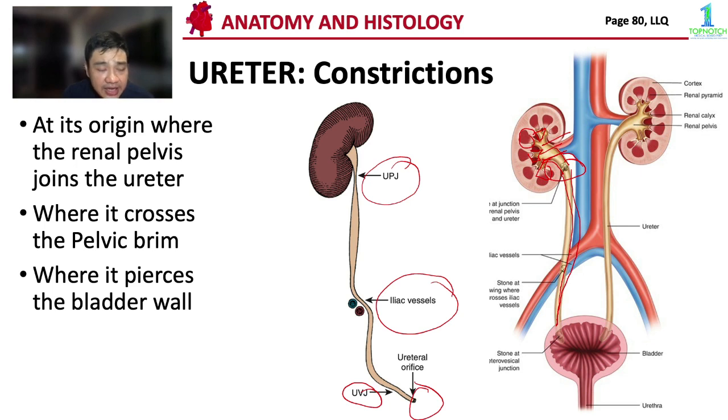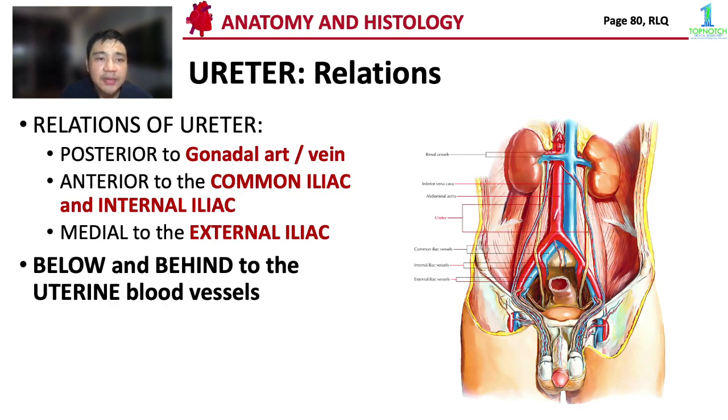So clinically, it is always discussed, especially for the exam, in the context of a ureteral stone or ureterolithiasis. It would ask you kung saan likely malalodge ang stones in the kidney. So you would answer probably UPJ, iliac crossing, or higher chances sa pinakamaliit na portion where the ureter pierces the bladder wall.